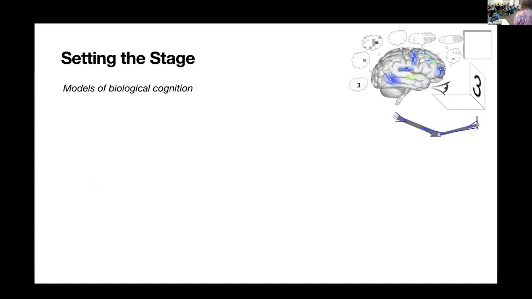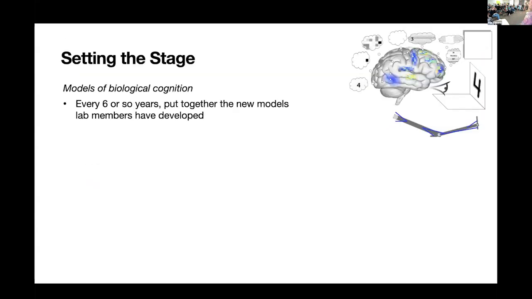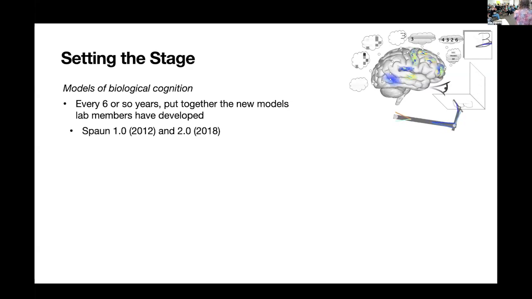Right, so without further ado, what we're really interested in in the lab are models of what we like to call biological cognition. Every 6 years or so, we put together a new model. Students in the lab work on whatever part of the brain or type of function they're interested in, be it motor control, decision-making, path planning, what have you. Then we try to take all of the things that have happened over the last 5 to 6 years and integrate them in the way that we did in the very first Spaun model.